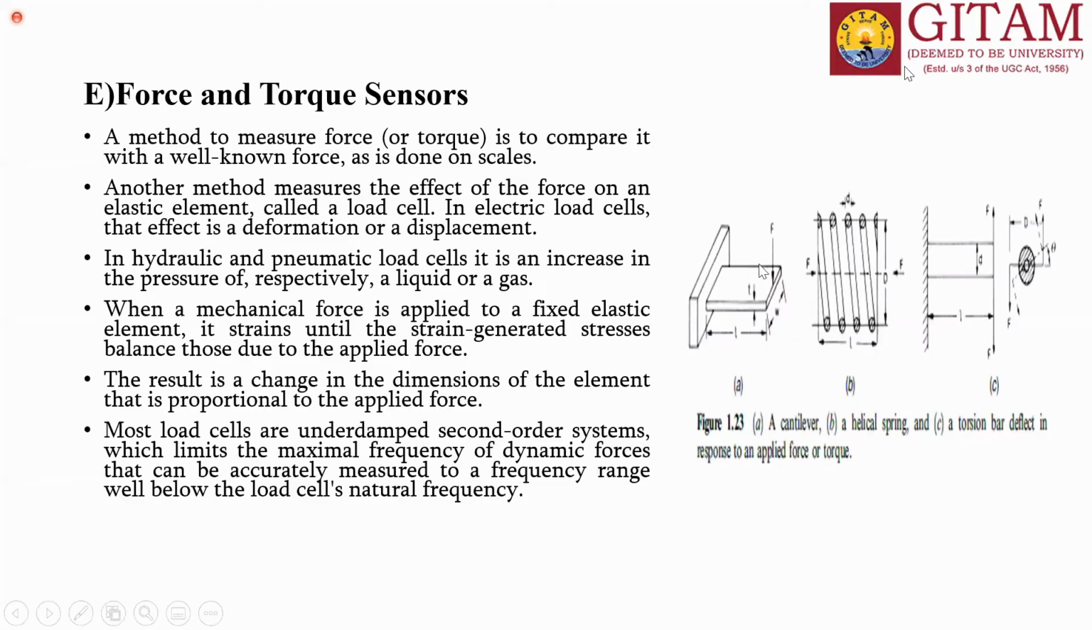So here we have a cantilever. Cantilever means it is a metal sheet. One end is fixed to the wall, and on the other end we have to apply force. Depending on the dimensional changes in this cantilever, we have to estimate the amount of force. And after removing the force on the cantilever, slowly it will take its initial position.